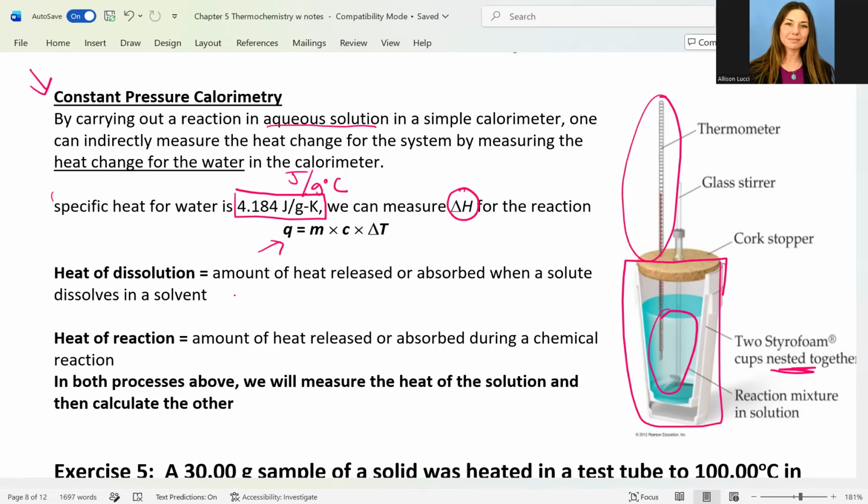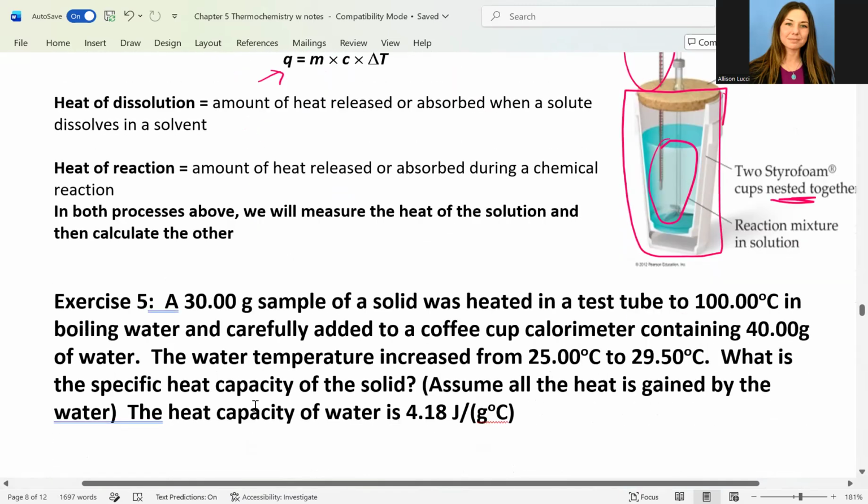We can also look at what's called the heat of the reaction. This is the amount of heat released or absorbed during a chemical reaction. We can indirectly measure that using this method of calorimetry. So in both of these processes, the heat of the reaction and the heat of dissolution, we measure the heat of the solution and then calculate the other value, the dissolution or that of the reaction.